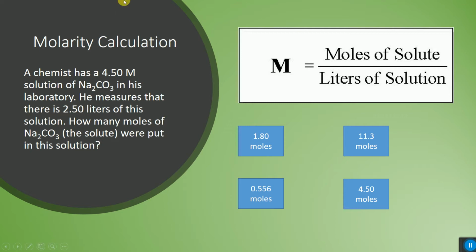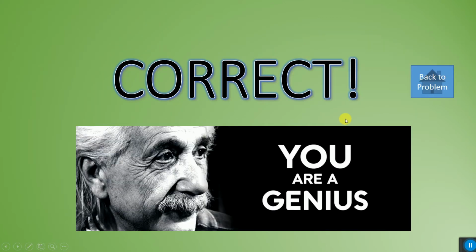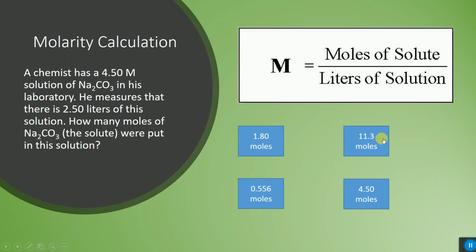We know the molarity is 4.5, so plug that in on the left side here for the molarity. We have 2.5 liters of solution, so plug that in here. And using our basic algebra skills, we would just solve for the moles of solute by multiplying 2.5 and 4.5, and that will give us, using significant digits, 11.3 moles. That's our answer. We're right. We're awesome. We're geniuses.